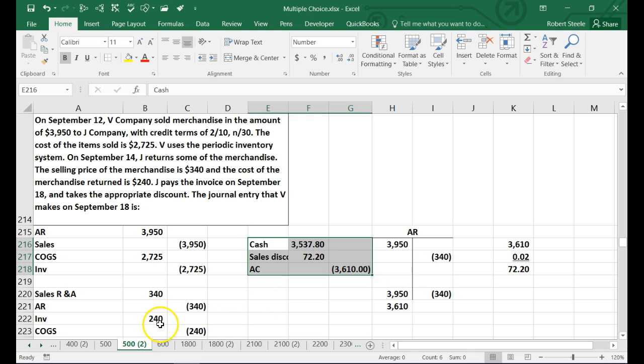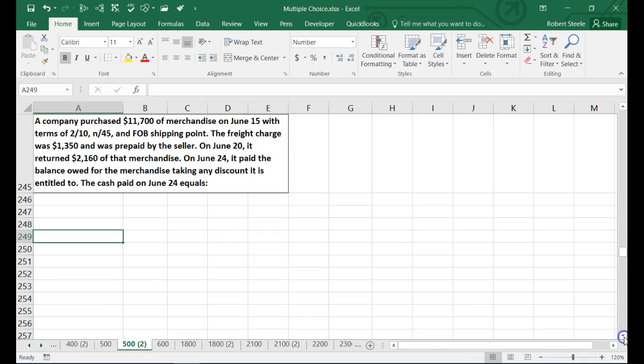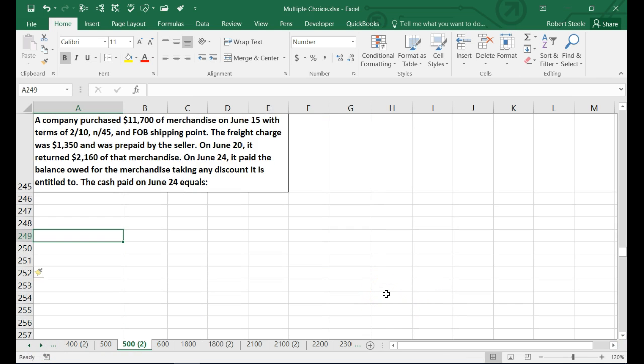receivable before this transaction. Next one, a company purchased 11.7 of merchandise on June 15 with terms 2/10, n/45. So 2% discount if paid within 10 days, otherwise it's paid within 45 days, and FOB shipping point. The freight charge was $1,350 and was prepaid by the seller. On June 20th, it returned 2,160 of that merchandise. On June 24th, it paid the balance owed for the merchandise, taking any discount it is entitled to. The cash paid on June 24th equals what?